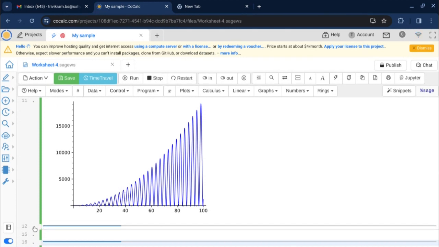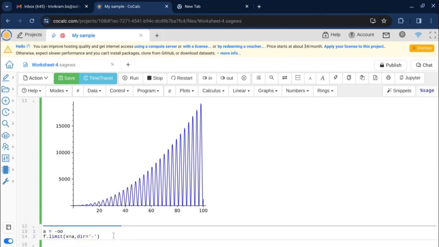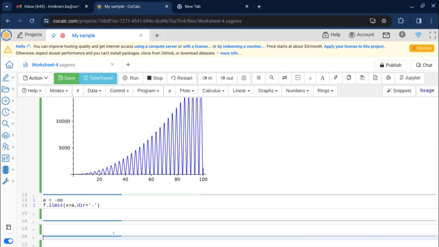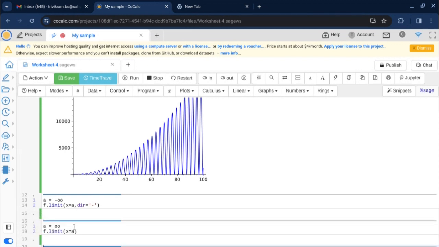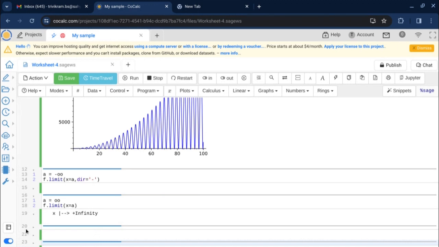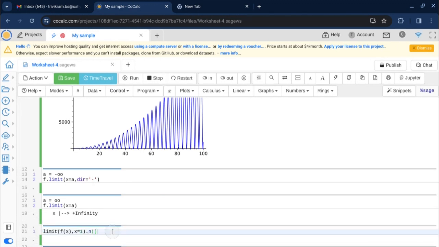Now I am going to find the limit as x tends to a, where a is equal to minus infinity, and I'm going to find the left side limit of this. So just run this, you'll get infinity for left infinity. I'm going to take it as plus infinity. Still its limit is infinity only.